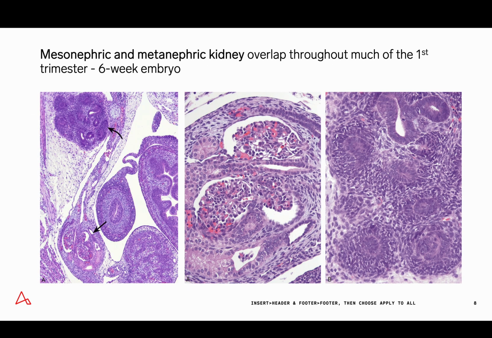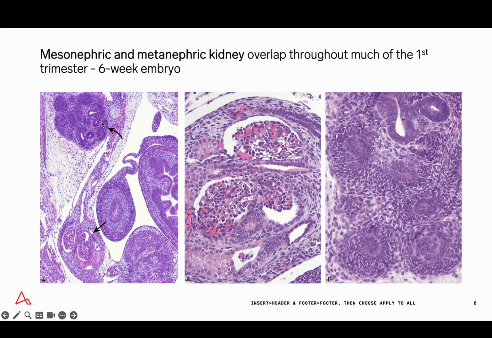Now, the mesonephric kidney and the metanephric kidney overlap throughout much of the first trimester. Here on the left, we can see in this human embryo the mesonephric kidney down at the bottom, and then here at the upper left, the metanephric kidney is just beginning to form.